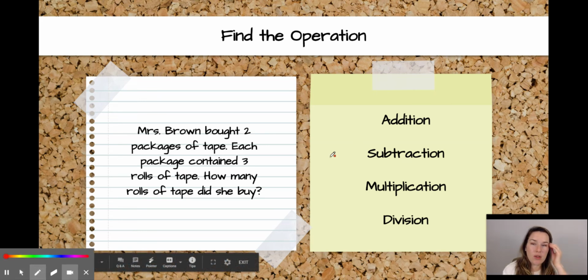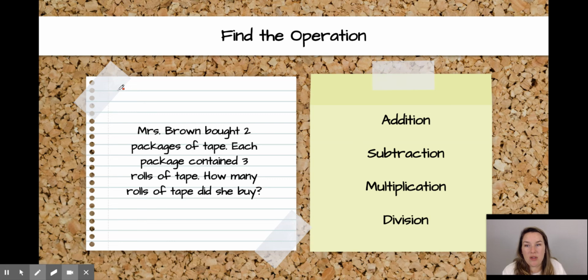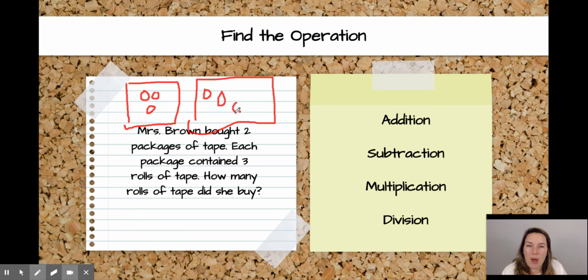So here I'm visualizing Mrs. Brown getting the 2 packages of tape. And I know that packages of tape usually look like a box. So I would probably just visualize 2 boxes. And each of them contains 3 rolls of tape. How many rolls of tape did she buy?